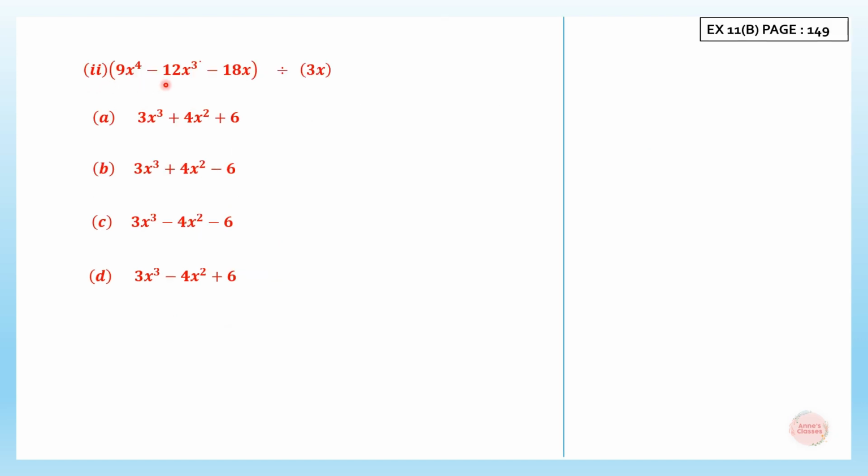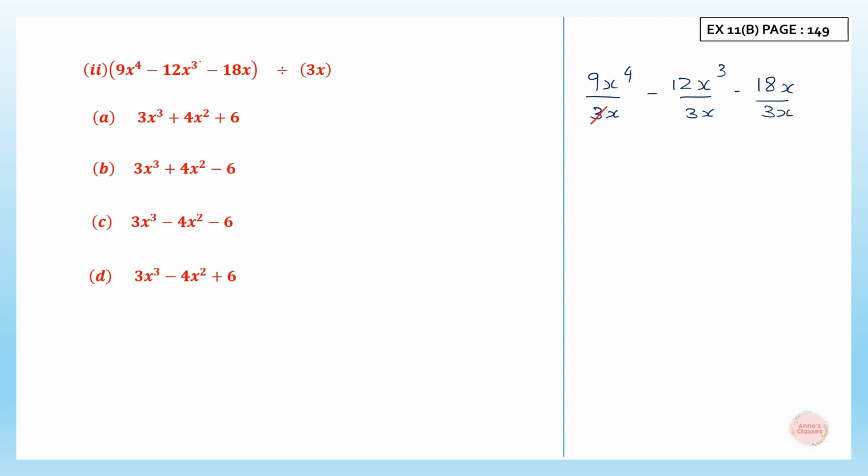Question 2. Here we have a polynomial to be divided by this monomial. Whenever it's division by a monomial, you take each term separately and divide it by this monomial. So first let's take 9x to the power of 4 divided by the monomial, which is 3x. Then we have minus 12x to the power of 3 divided again by the monomial 3x. Then again we have minus 18x. This time again we are dividing this by the monomial 3x. So each term should be divided by the monomial.